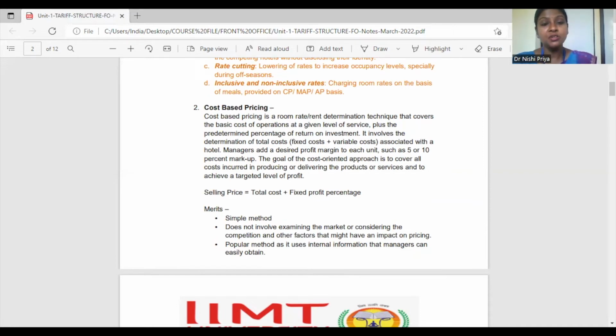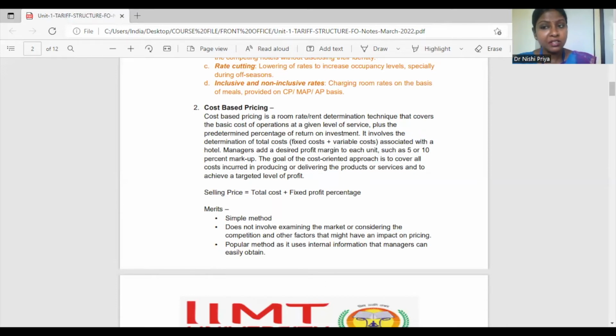So what we need to do here is fix the total cost of the guest room, which is fixed cost and variable cost, and then draw a conclusion of the room rate. Managers add a desired profit margin to each unit, such as a 5 or 10% markup. The goal of the cost-oriented approach is to cover all costs incurred in producing and delivering the products or services to achieve a targeted level of profit.